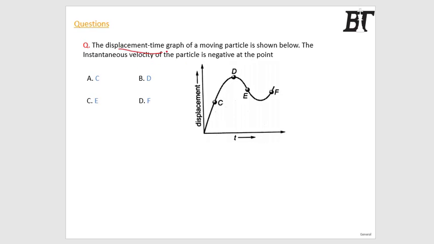A displacement time graph of a particle is given, and it is being asked that when is the instantaneous velocity of the particle negative. So we know that instantaneous velocity कैसे मिलती है displacement time graph से. So basically, as we just discussed, it is the slope of displacement versus time graph.